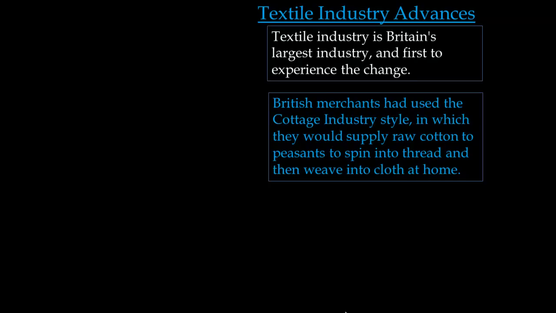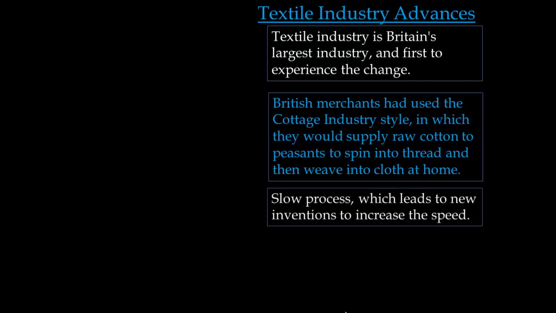It was called the putting out system because they would literally put out the materials to peasants to basically take raw cotton and spin it into thread and weave it into cloth at home. And the cottage industry name comes from the fact that this was usually done in a peasant's cottage. It's a very slow process, and so manufacturers are always looking for a way to speed up this process to make more cloth, to sell more cloth.